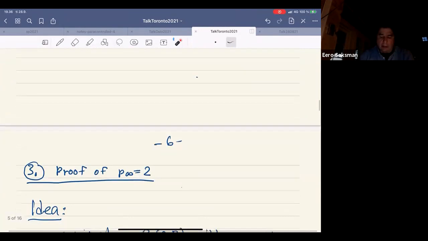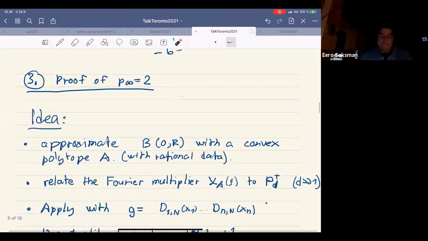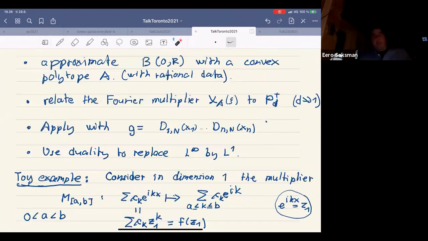So let's go to the proof. And what is the idea of the proof? There are several things. We want to use the spherical Fourier summation Lebesgue constant, but the trouble is that we cannot do exactly the ball. But what we can do, as you will see, is handle a convex polytope.